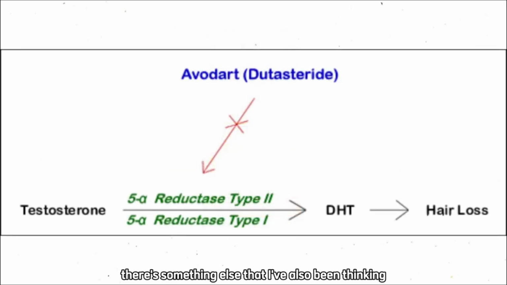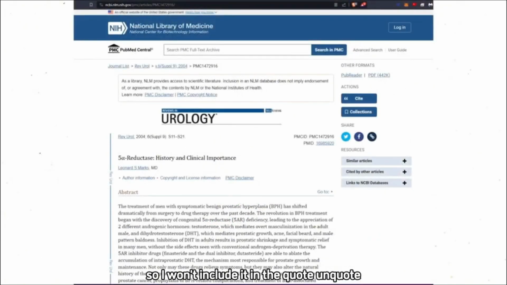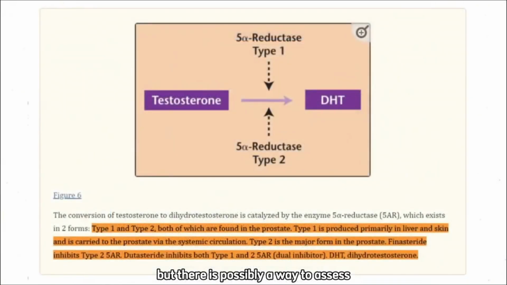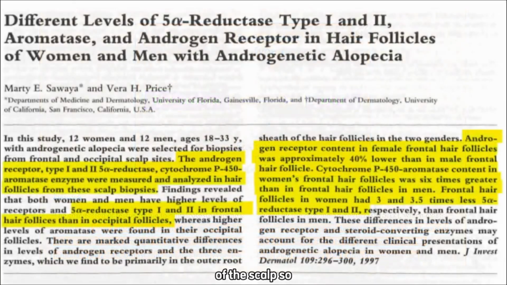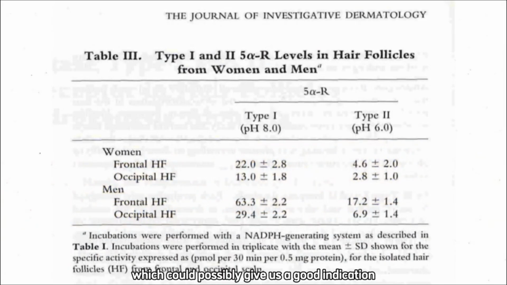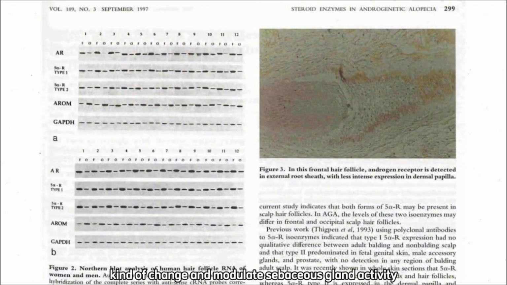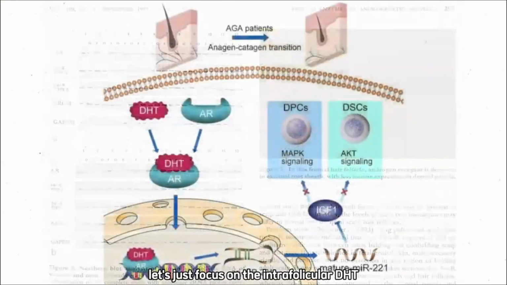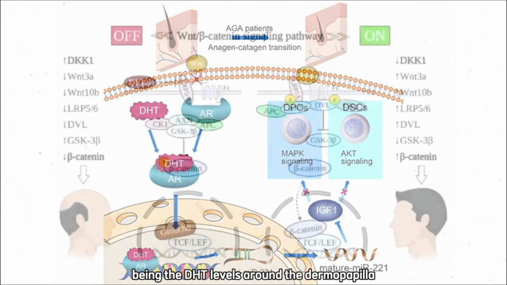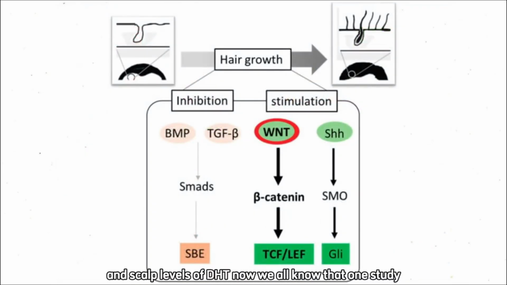And then there's something else that I've also been thinking. I haven't been able to find a study on this, so I won't include it in the quote-unquote competing theories. But there is possibly a way to assess DHT levels in the sebum secretions of the scalp. So this would be DHT primarily coming from the sebaceous glands, which could possibly give us a good indication on how much impact 5-alpha reductase inhibitors can change and modulate sebaceous gland activity. But in any case, let's just focus on the intrafollicular DHT, being the DHT levels around the dermal papilla, or the base of the hair follicle, and scalp levels of DHT.